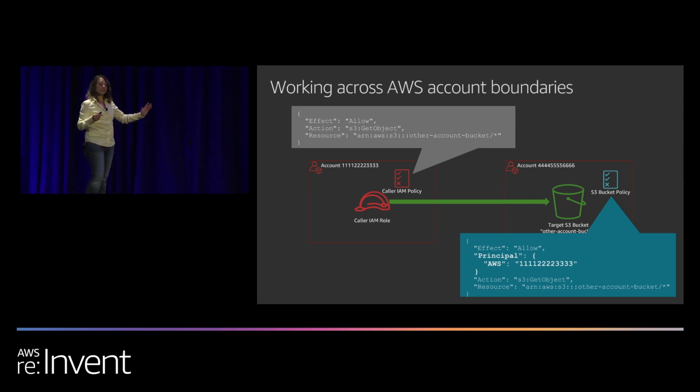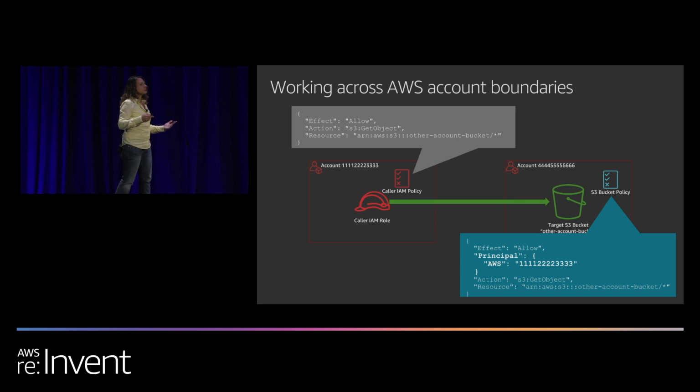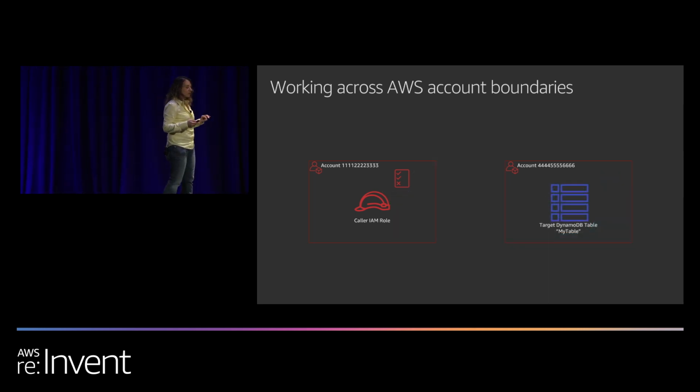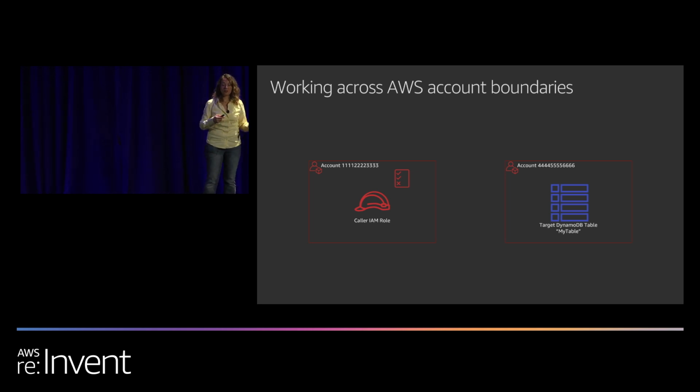So this is a pattern you're going to see a lot. Another pattern you're going to see for accessing resources across accounts is this one. See, not all of our resources support resource-based policies. For example, DynamoDB tables don't. And so this is a pattern you're also going to see in your multi-account environments when you need to start in one account and get to a resource in another account.